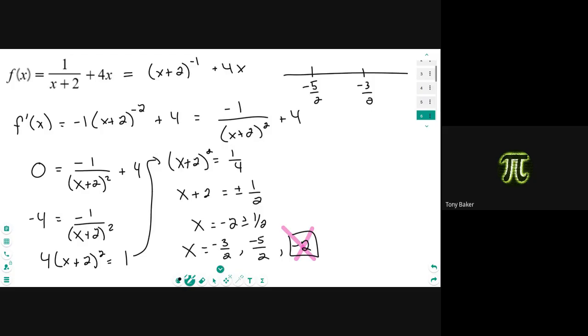Okay. Pick me a number before -5/2. Actually, you got to go further. Yeah, so -3. And what number do you want to pick between them? Great. What's -2 do? Didn't we already figure out that doesn't work?